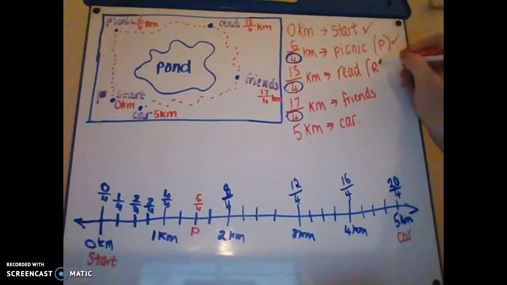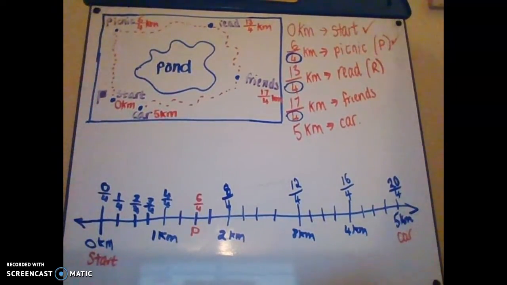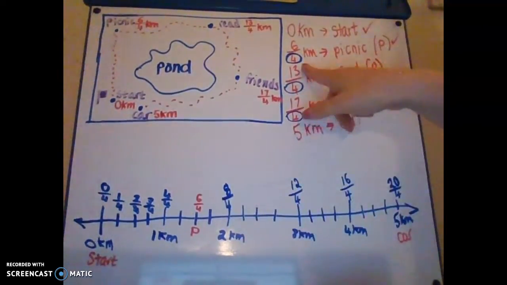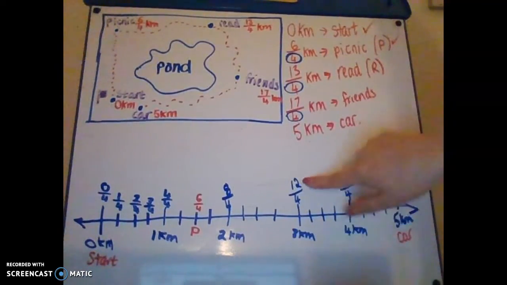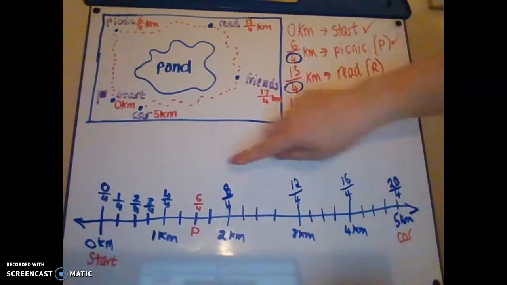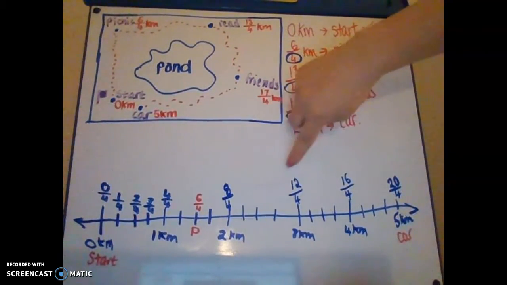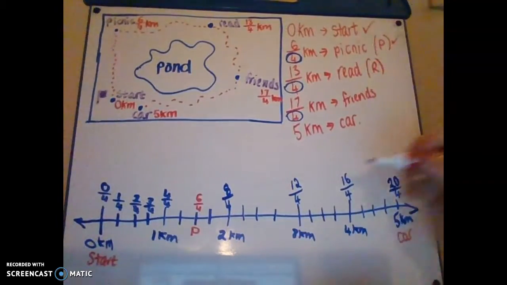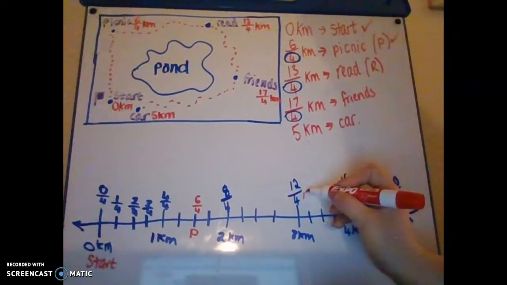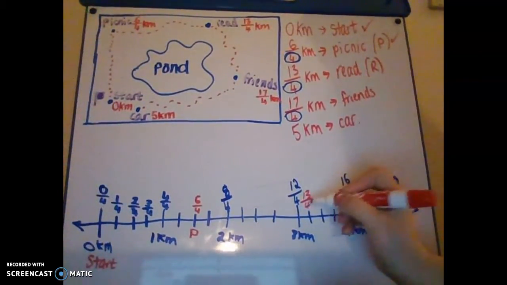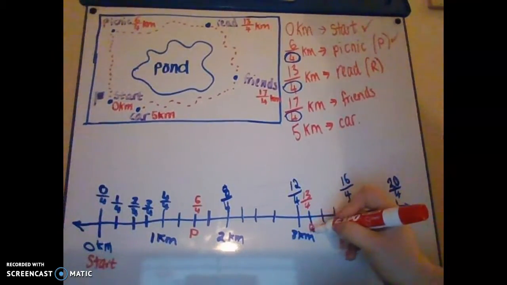13/4 is where I'm reading. I'm going to label that as R. So 6/4, 13/4, so I can go all the way past 12/4, right? 6/4, 7/4, 8/4, 9/4, 10/4, 11/4, 12/4. Right in here is 13/4. Okay, and that is reading.